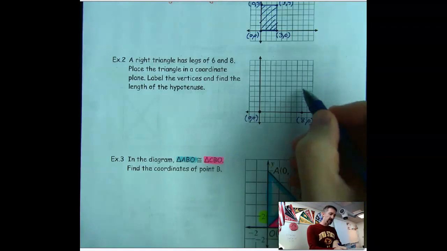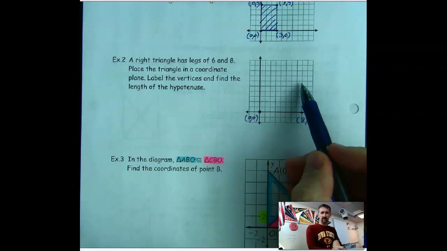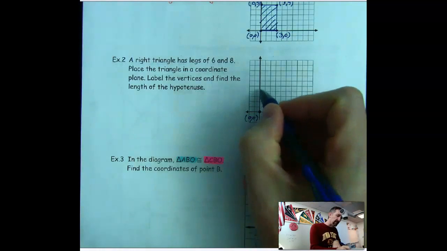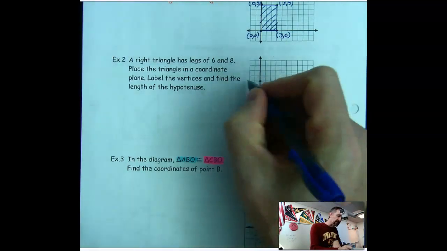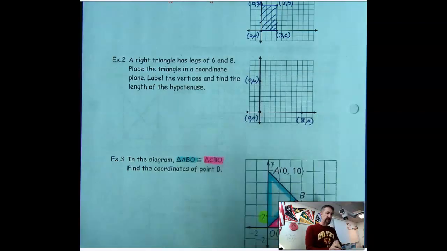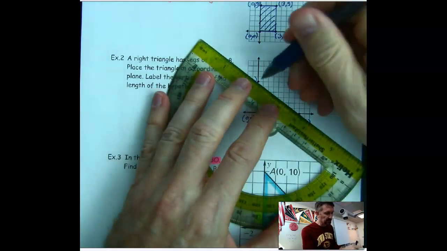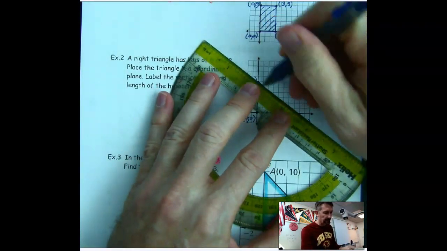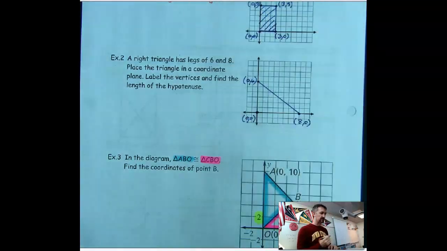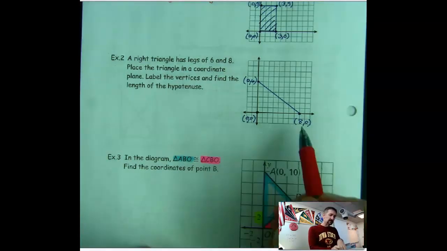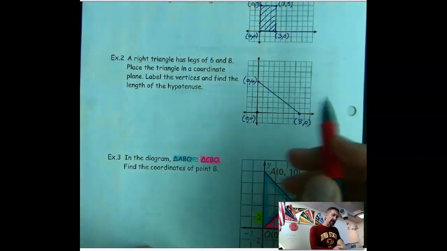Instead of coming up here, 1, 2, 3, 4, 5, 6, that would have 8, comma 6. But if I just go up here, 1, 2, 3, 4, 5, 6, now I have another 0. So that's 0, 6. So you can see that I'm trying to maximize the number of zeros. The more zeros we have on a graph, the easier some calculations will be. Okay, so now label the vertices. So we did that, and then find the hypotenuse.